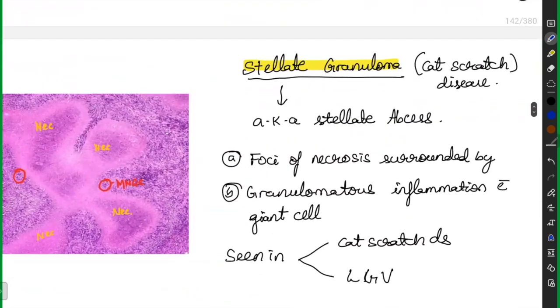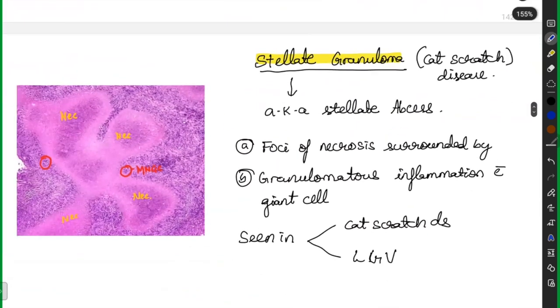Now, where will you find the stellate granuloma? Remember, I'm now going to tell you different types of granuloma. Whenever you have a stellate type of lesion, granuloma, then it is going to be cat scratch disease. Here there is a focus of necrosis surrounded by granulomatous inflammation with giant cells. This is seen in cat scratch disease as well as lymphogranuloma venereum.